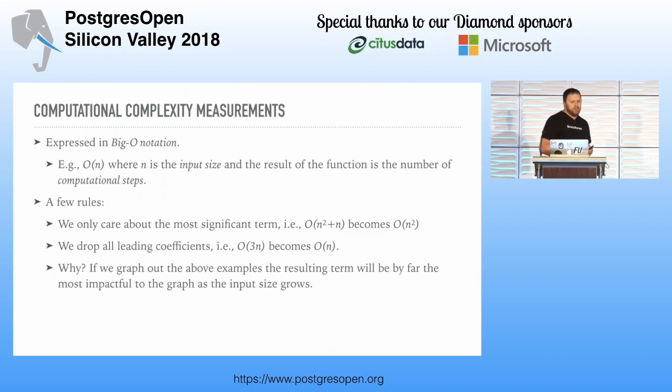A few rules for writing this. We only care about the most significant terms, and we drop all leading coefficients. So for example, if you have something that looks at n squared plus n rows, we don't really care about the plus n. We only care about the n squared. Similarly, with 3n, it just becomes n. And we do this because if you graph out those examples, and we'll look at a graph here in a second, the resulting term, like the n or the n squared, will be by far the most impactful to the angle of the graph as the input size grows.